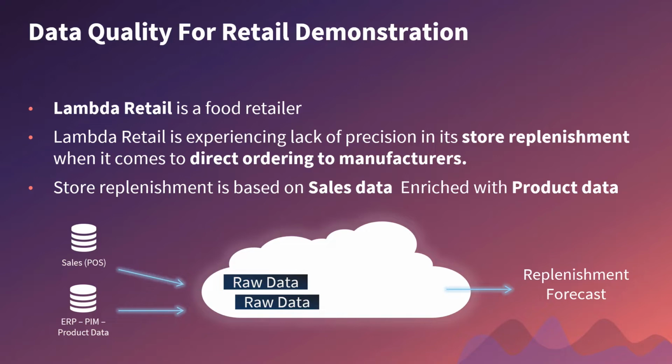As you can see here, the goal is to take data from all the operational systems and gather raw data on a data lake or on a cloud. Let's keep in mind that Talend is totally source agnostic. And we're going to process, transform and merge this data to obtain clean data on which Lambda Retail is going to be able to run replenishment forecast models.